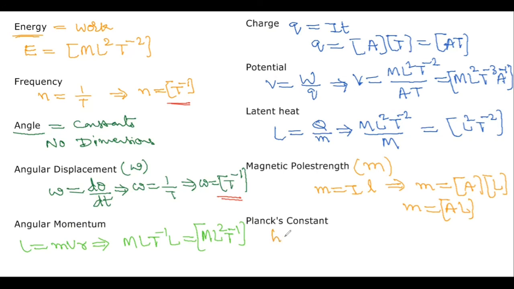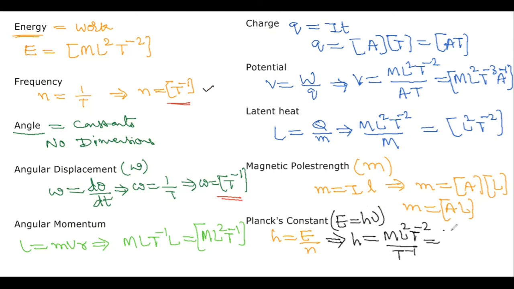Next, Planck's constant, indicated with h. h is equal to E by nu. According to Planck's equation, E equal to h nu, where nu is the frequency. From this, I'm calculating the value of h. h is equal to E by nu. E, energy, ML square T power minus 2, and frequency, already we calculated, T power minus 1. Minus 1 is taken to the numerator. The resultant Planck's constant you will get is ML square T power minus 1.